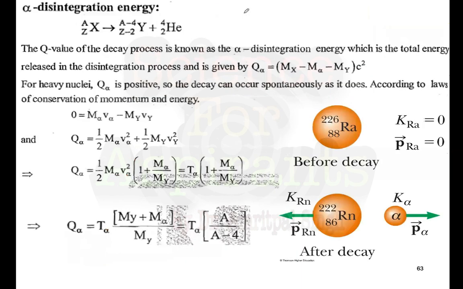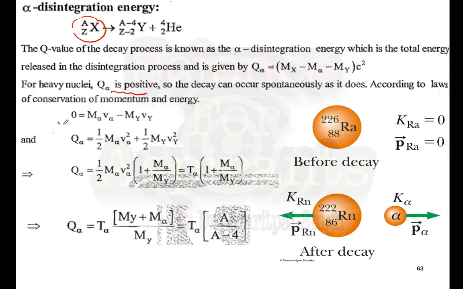Next is alpha disintegration energy. For the alpha particle, we can find the Q value of the decay process, which is the disintegration energy that is liberated or required to undergo this reaction. The parent nucleus, our radioactive nucleus, is at rest, and the value of Q alpha is considered positive because energy is released from this radioactive nucleus.